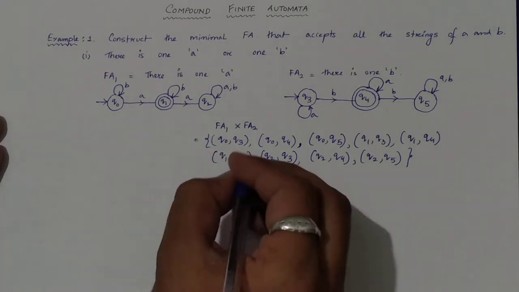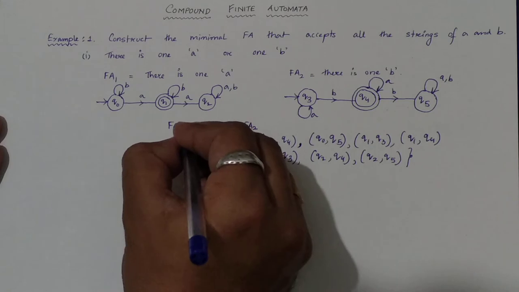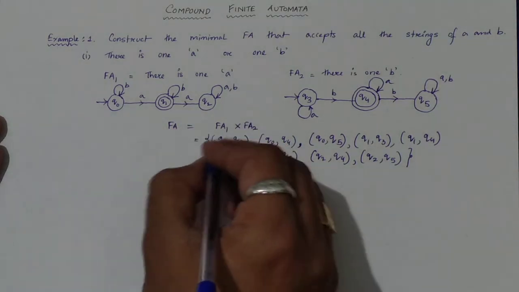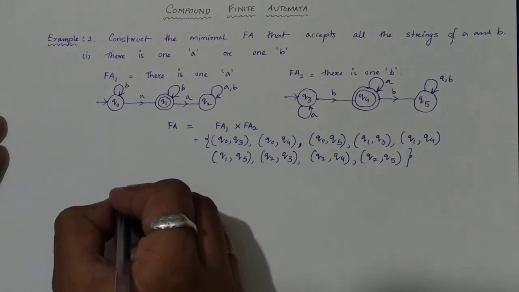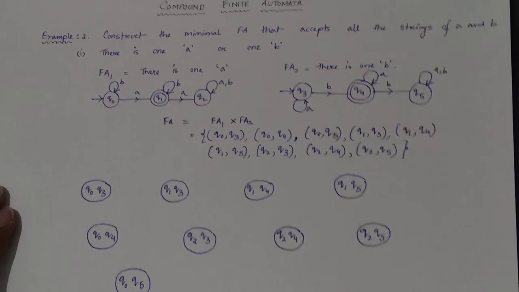Okay? Now how do we draw the final diagram? This will be the final minimal automata. Okay? How to draw this? Let me draw all these states. Okay, so I have drawn the states.